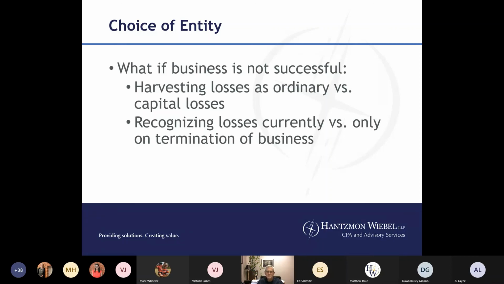Some of us are familiar with Section 1244, where losses in a corporation can be ordinary losses rather than capital losses, but that only happens at the termination of the business. Whereas with an S Corp, if I've got basis, or an LLC, I may be able to take those losses as we go along and harvest those, again, if it has losses, either startup losses or later on.